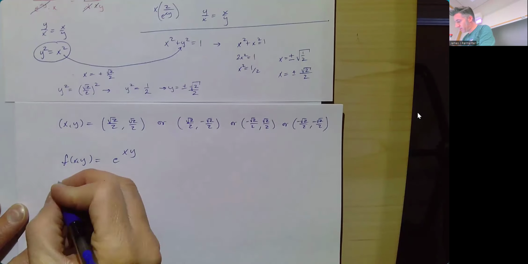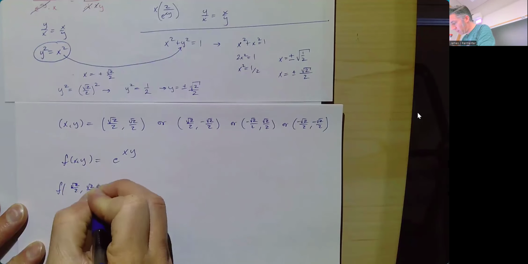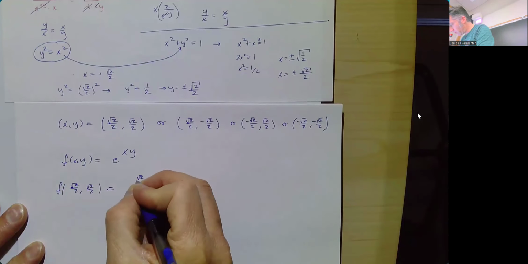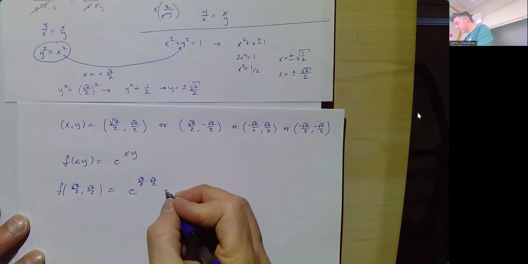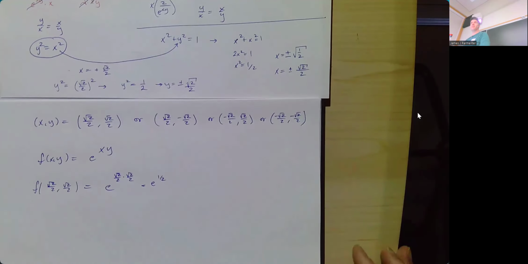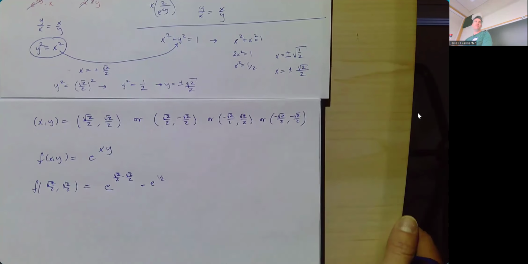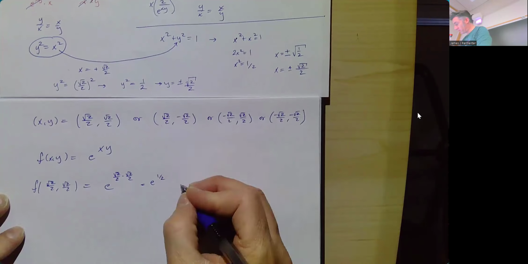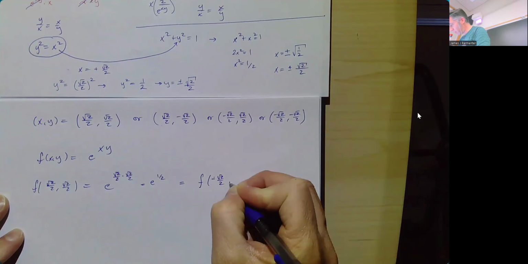So I plug in root 2 over 2, comma root 2 over 2. I get e to the root 2 over 2 times root 2 over 2, which is 2 over 4, which is e to the 1/2. Which other point is also going to give me e to the positive 1/2? The negative negative. This is also equal to f of negative root 2 over 2, comma negative root 2 over 2.